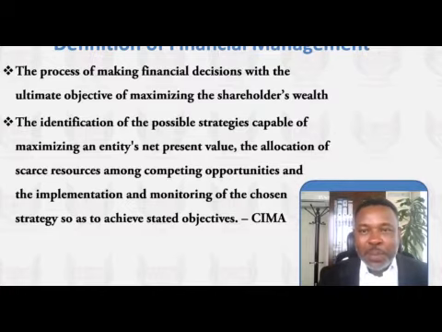Definition of financial management. Financial management has been defined in various ways. A simple definition is that it's the process of making financial decisions with the ultimate objective of maximizing the shareholders' wealth. CIMA, that is Chartered Institute of Management Accountants, defines financial management as the identification of the possible strategies capable of maximizing an entity's net present value, the allocation of scarce resources among competing opportunities, and the implementation and monitoring of the chosen strategy so as to achieve stated objectives.